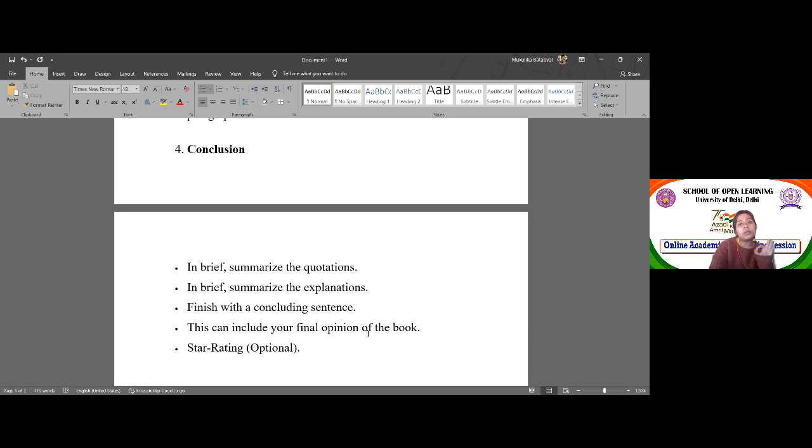If you recommend people to read the book, why do you recommend them to read the book? If you tell them not to read the book, why do you tell them not to read the book? So this is the basic format of your book review. That is your basic format of how to write a book review.